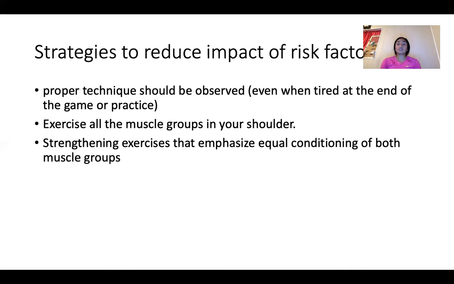And to reduce the impacts, one would need to do proper technique, making sure that's observed even at the beginning of practice, all the way to the end whenever they're more tired. You need to exercise all the muscle groups in your shoulder, because exercising only one or the other is going to make the other ones weaker. You need to help prevent the humerus head from slipping out of the socket, which will reduce the risk of rotator cuff injuries. And then strengthening exercises that emphasize equal conditioning of both muscle groups.